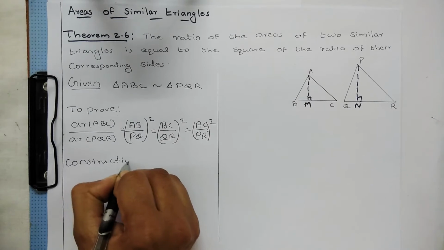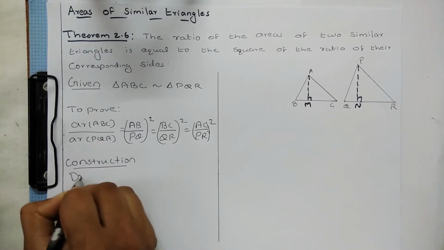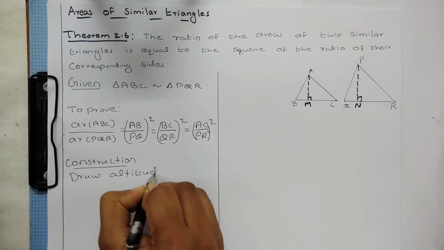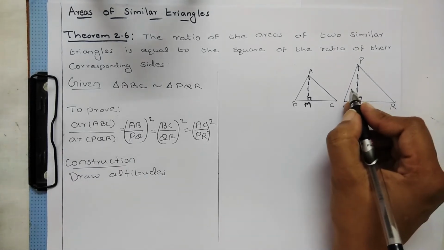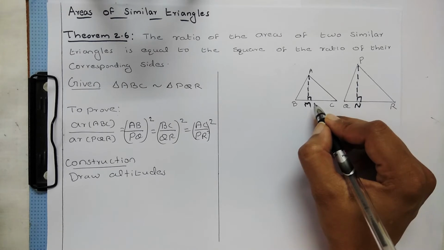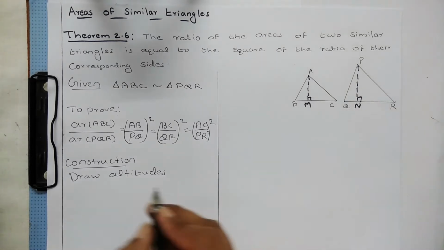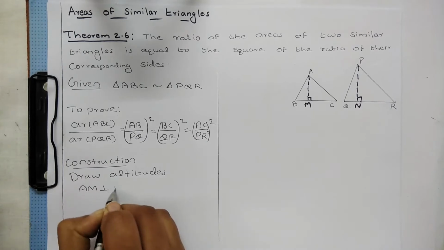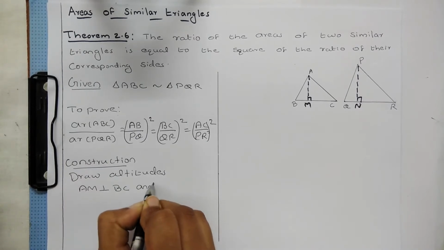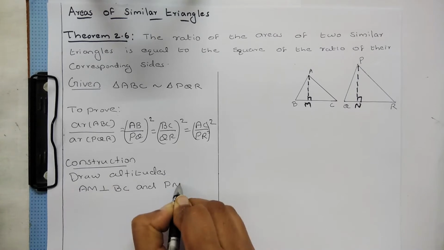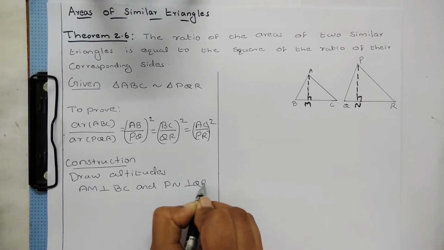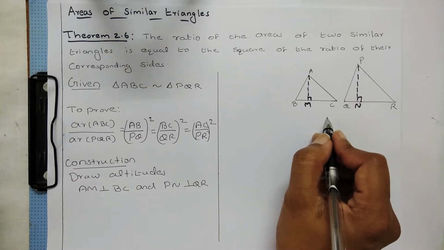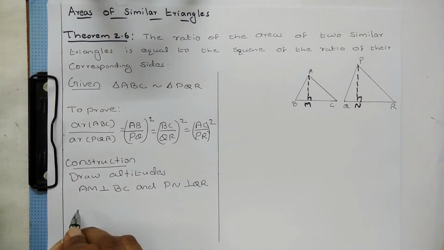So construction, how will you write? Draw altitudes. This is altitudes, right? Altitudes means from the opposite vertex you have to draw a perpendicular to the base of the triangle. That is what altitudes are. Draw altitudes AM perpendicular to BC and PN perpendicular to QR. You can give any name, any alphabet name. I am taking AM and PN. Now, this is the construction part.